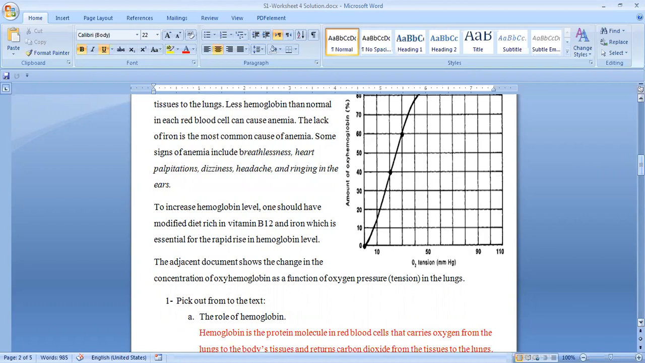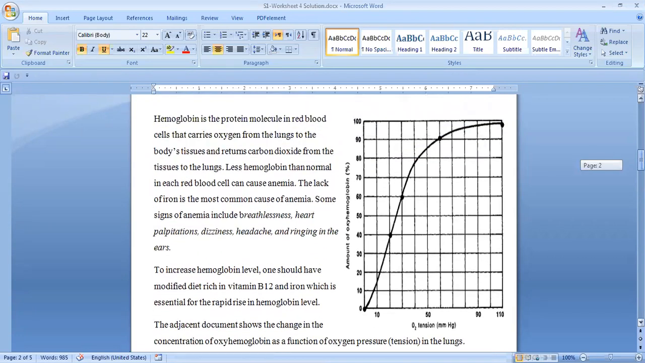The adjacent document shows the change in the concentration of oxyhemoglobin as a function of the oxygen tension, pressure, in the lungs. Pick out from the text the role of hemoglobin. What is hemoglobin's role? It is the protein molecule in the red blood cells that carries oxygen from the lungs to the body tissues and returns carbon dioxide from the tissues to the lungs. This is the role of hemoglobin.